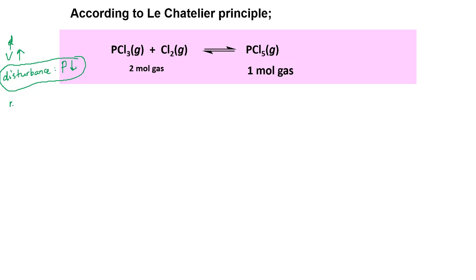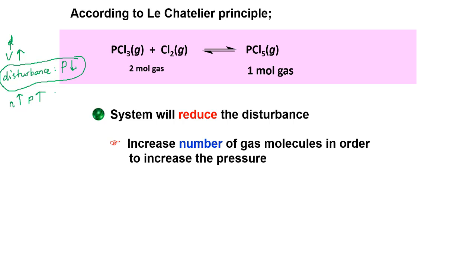Jadi macam mana nak counteract dia punya disturbance? Macam biasalah kita relate mole dengan pressure. So kalau kita nak increase pressure, we have to increase the number of moles ataupun the number of gas molecules. So dia akan increase the pressure. Jadi kita dah nampak kat sini dia mesti favor reaction yang produce more moles of gas. So to reduce the disturbance, the system will increase the number of gas molecules in order to increase the gas pressure.